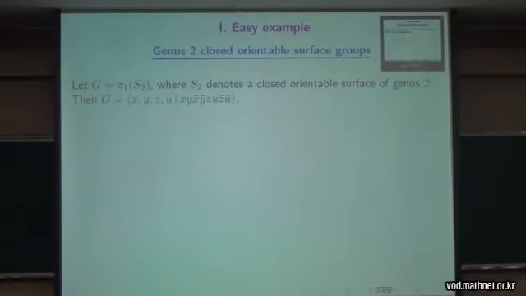Let me first show you an easy example concerning genus 2 closed orientable surface groups. In this talk, let G be the fundamental group of a closed orientable surface of genus 2. Then we know that G has this presentation with 4 generators x, y, z, u, and a single relator x y x bar y bar z u z bar u bar. For convenience here, we use the notation x bar, y bar instead of x inverse, y inverse.